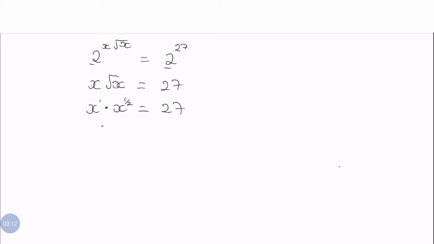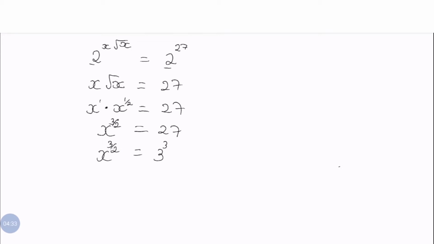Now with exponents, when we multiply terms with the same base, we add their indexes. So in this case, we'll have x to the power 1 plus 1 over 2. What is 1 plus 1 over 2? It is equal to 3 over 2. This is all equal to 27. Now let us make 27 to the base 3. What is 27 to the base 3? It is 3 to the power 3. This is equal to x to the power 3 over 2.